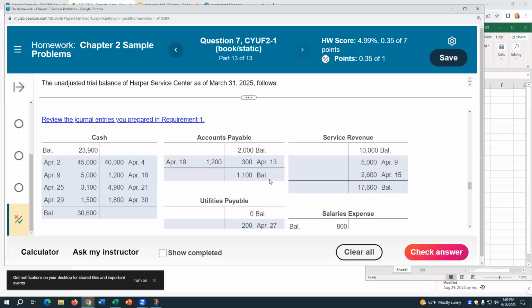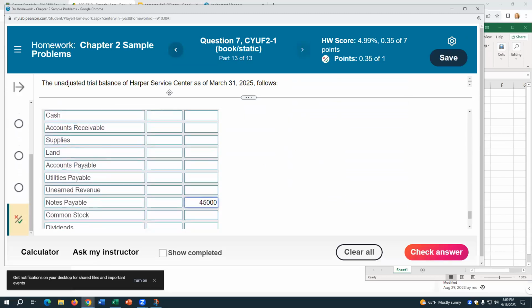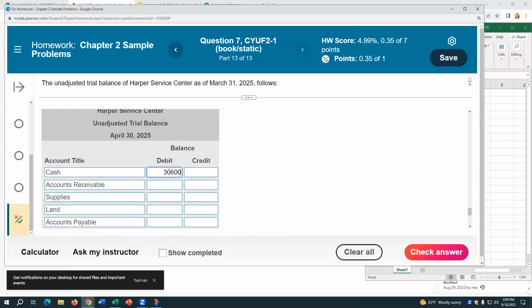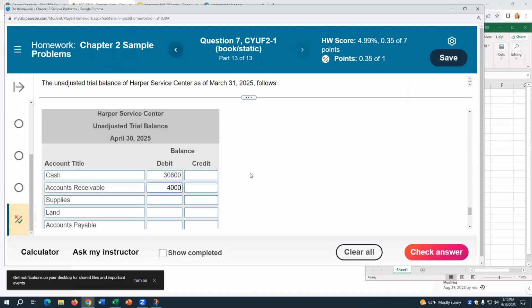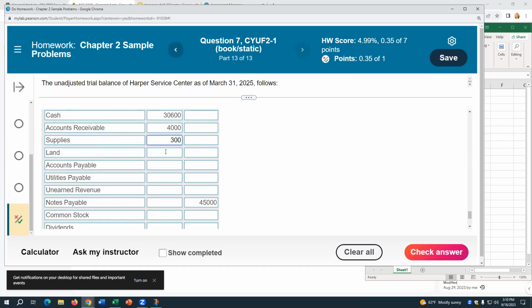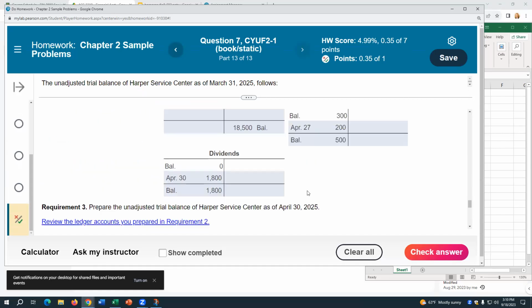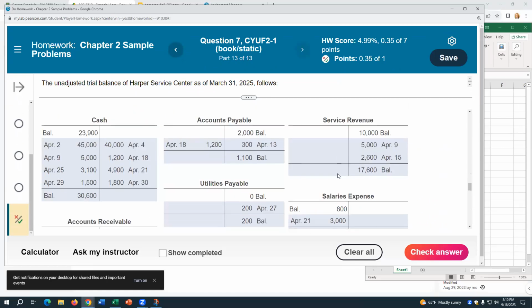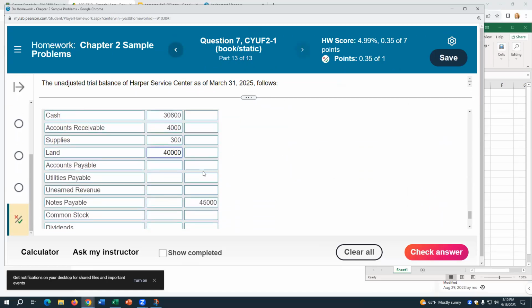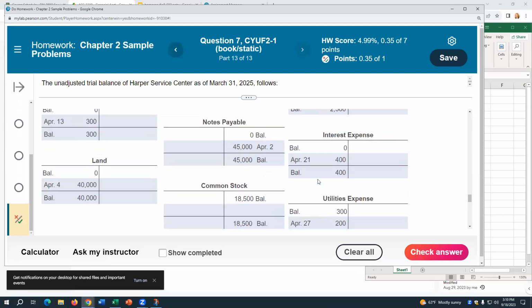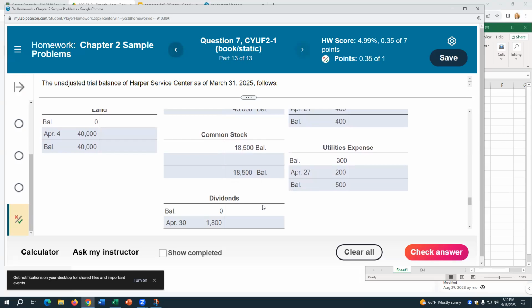Just to show here, 30,600, 4,000. I think it was, is it 4,000 or 400 for accounts receivable? 4,000. Okay, and then let's see, 300. And then up here we had 1,100, 200, 1,500. Okay, so then common stock, our balance up here, we had 18,500, also a credit balance.